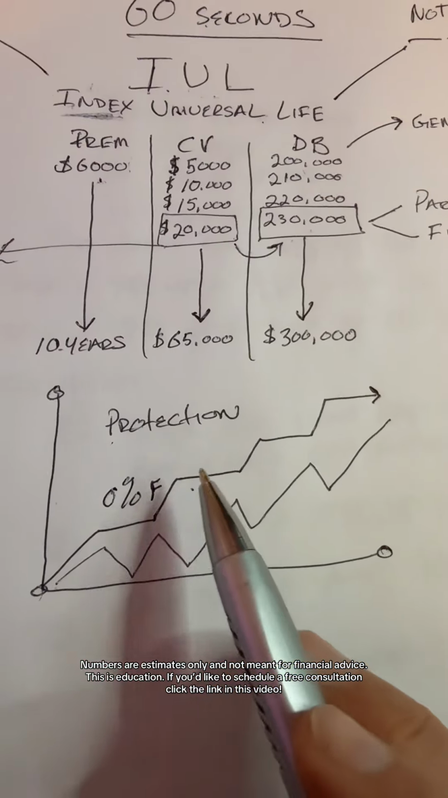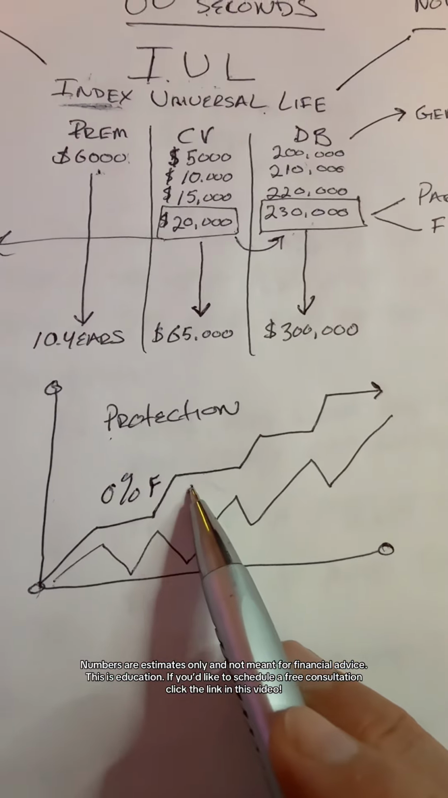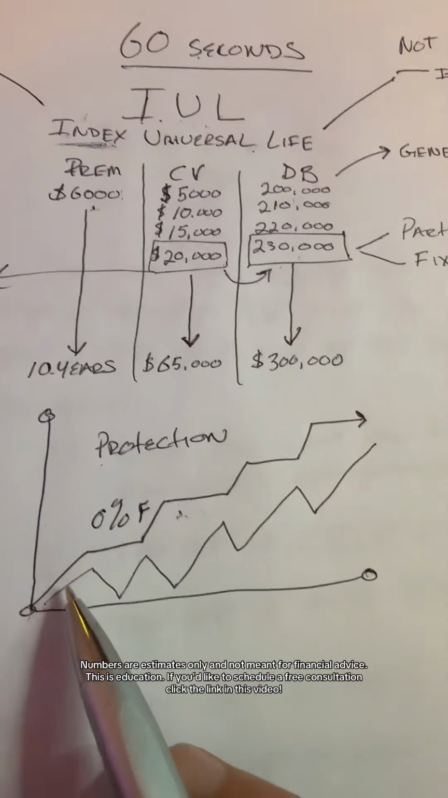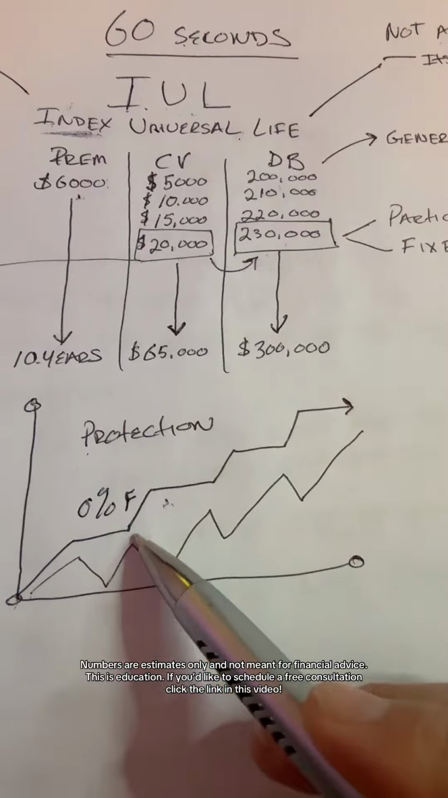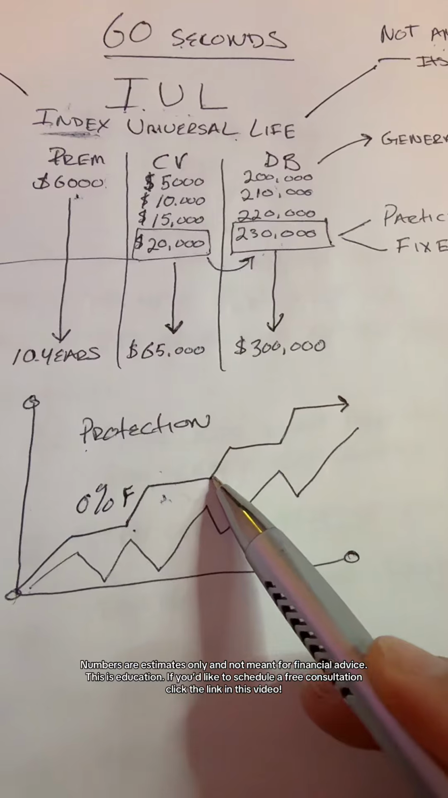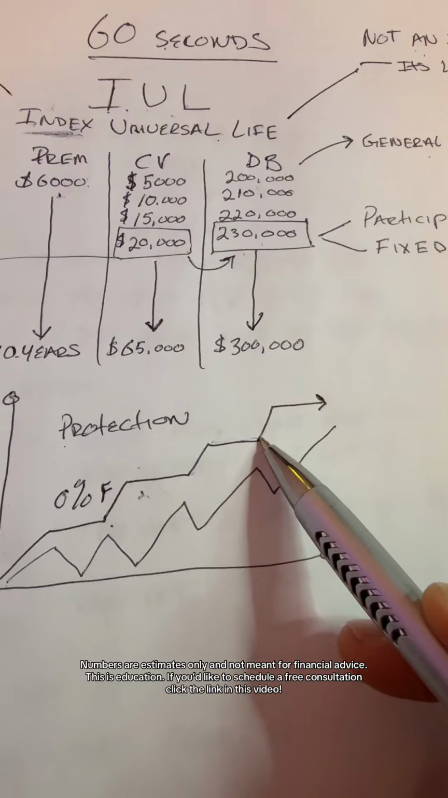Now, it's important to note there are caps and participation rates and floors involved, so you have to make sure you do this with somebody who is an expert and knows what they're talking about. But your money will effectively look like a staircase, going up when the market goes up, flattening out when the market crashes, going up when the market goes up, flattening out when the market crashes.